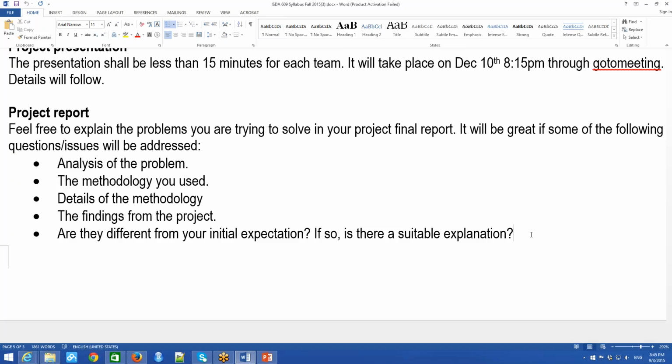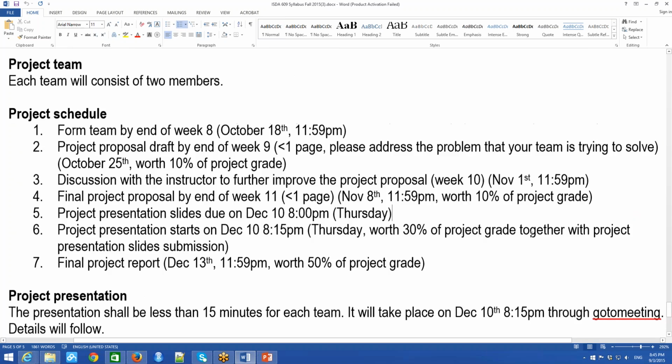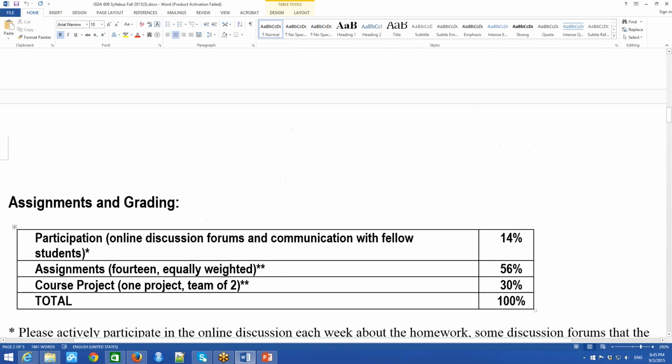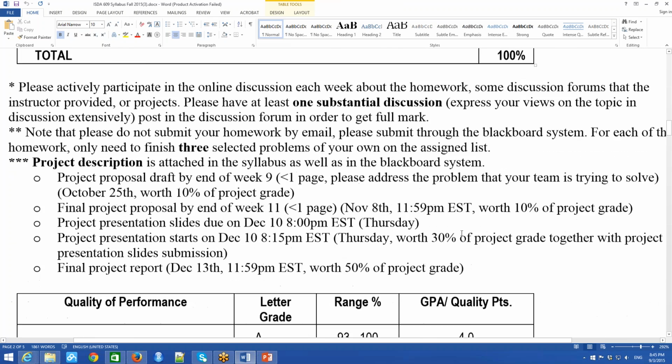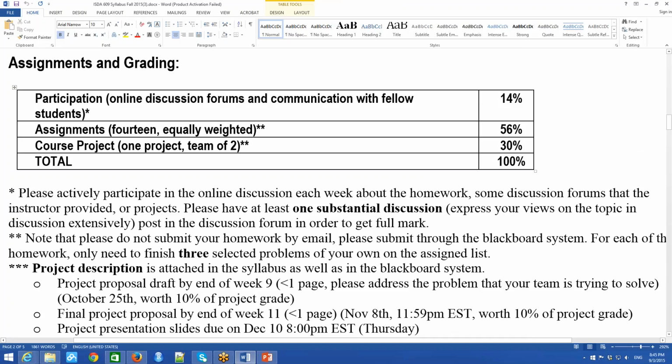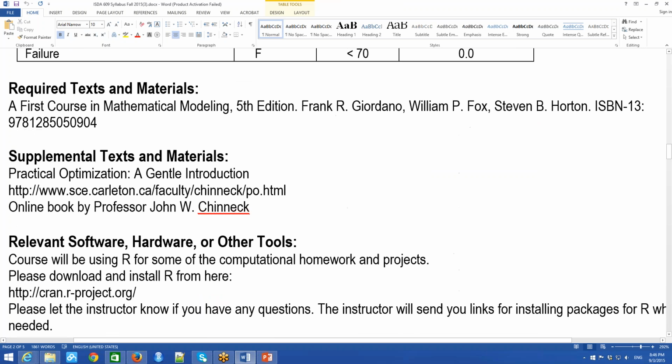I think if you can write that report within 5 to 10 pages, it would be nice. Of course, if you want to write more, you are welcome to, as long as you don't stress yourself too much on that front. And that's that, 14% plus 56 plus 70. That's our 100%. So we don't have a midterm exam or final exam on this course.